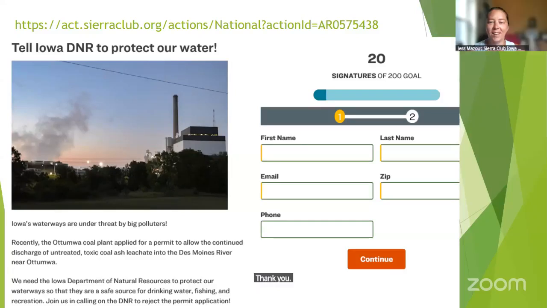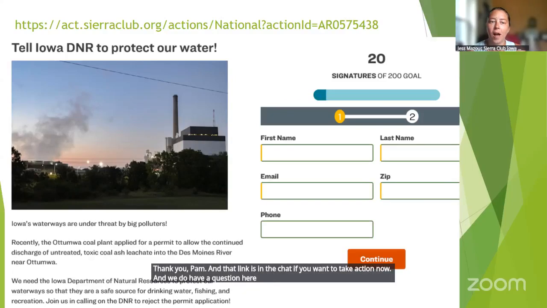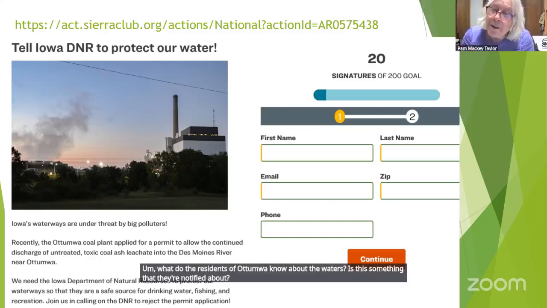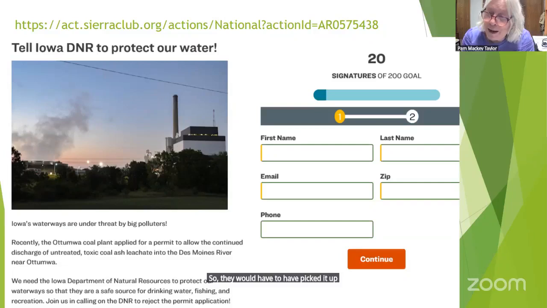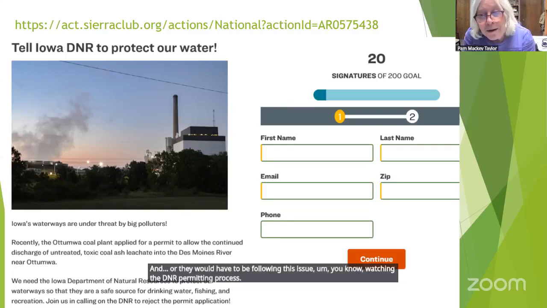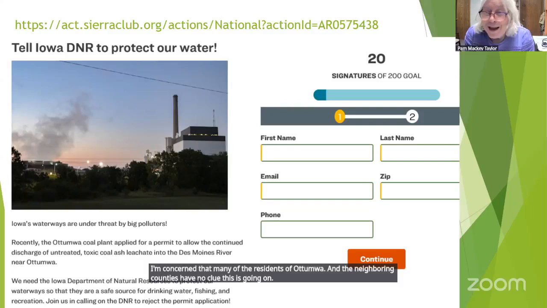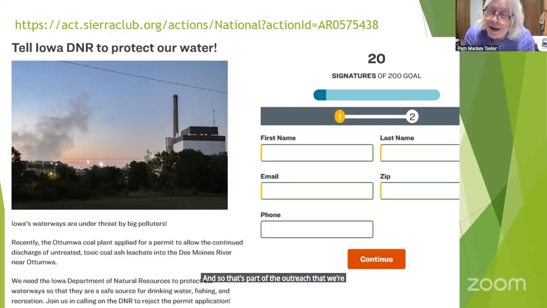Thank you, Pam. And that link is in the chat if you want to take action now. And we do have a question here, Pam. What do the residents of Ottumwa know about the water? Is this something that they're notified about? So they would have to have picked it up from the newspapers or media, or they would have to be following this issue, watching the DNR permitting process. I'm concerned that many of the residents of Ottumwa and the neighboring counties have no clue this is going on. And so that's part of the outreach that we're going to be doing over the next days and weeks.